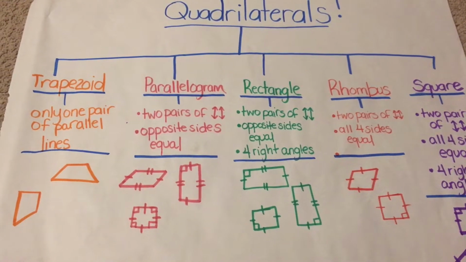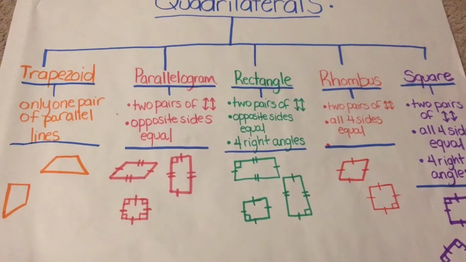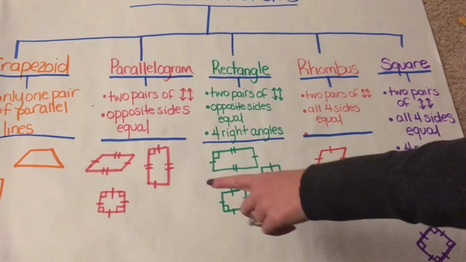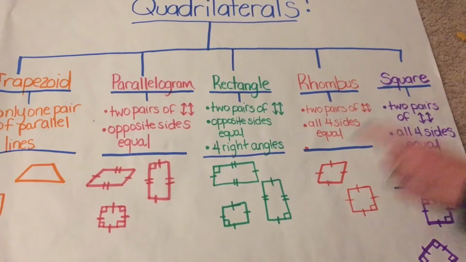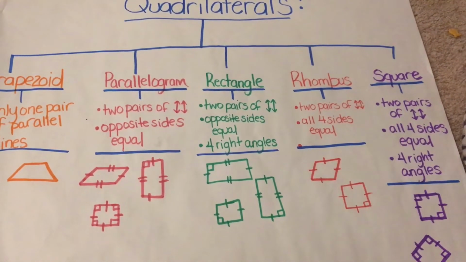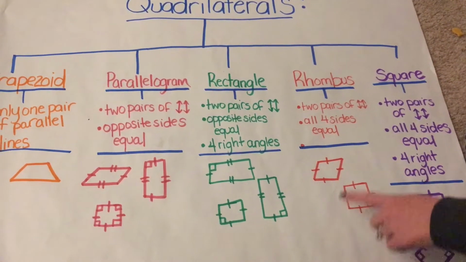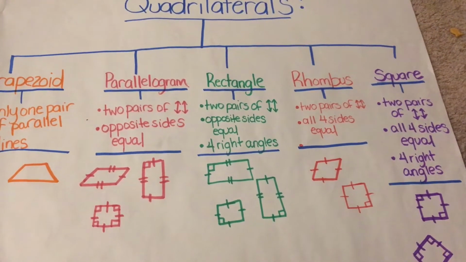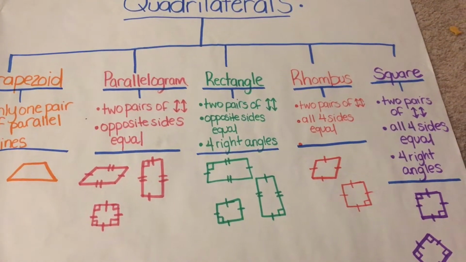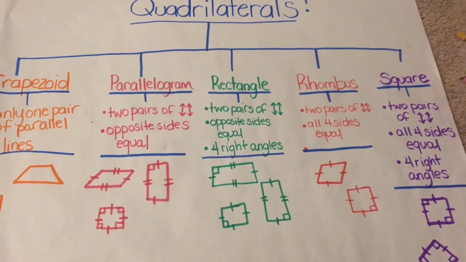Now, what I always say is, these are like little clubs to get into. Lots of people can get into the parallelogram club, but it's a little harder to get into the rectangle club. And it's a little bit harder to get into the rhombus club. But the most elite and the hardest to get into is the squares.